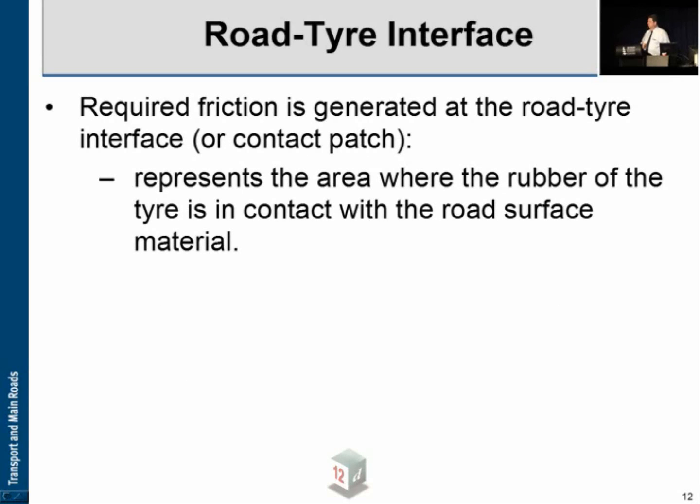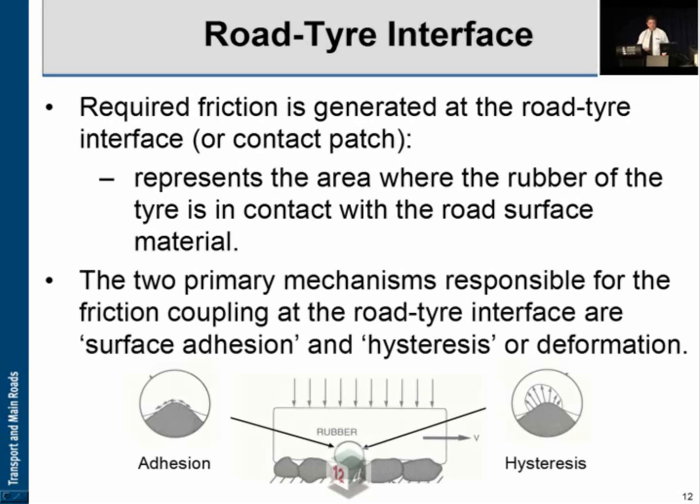So we've talked about the road, which we can do something about as designers. The tyre we don't have as much control over. So we look at the road-tyre interface. The required friction that I've already introduced you to is generated at the tyre-road interface, or what's more commonly known as the contact patch. And this is the area where the rubber is actually in contact with the road.